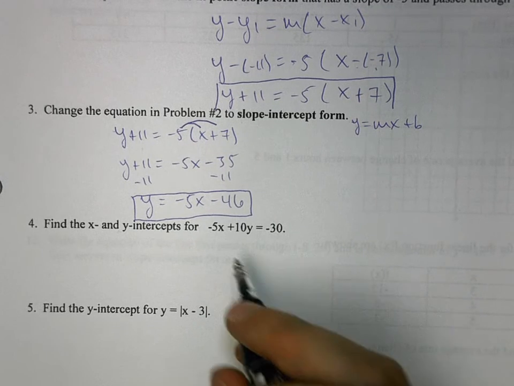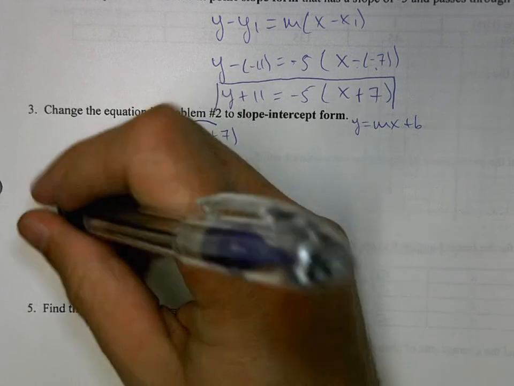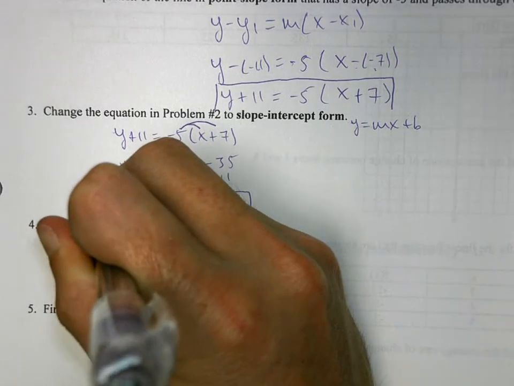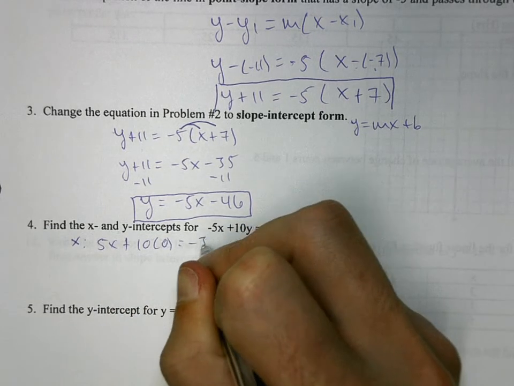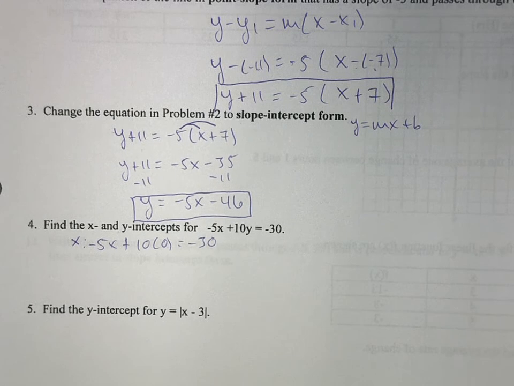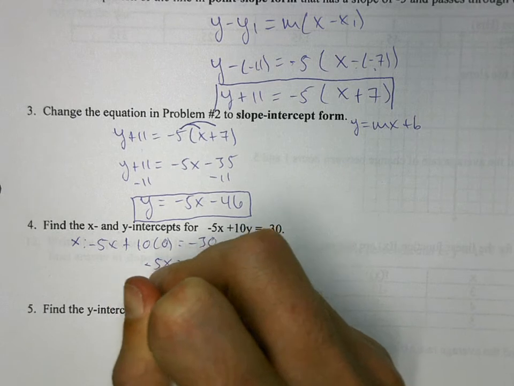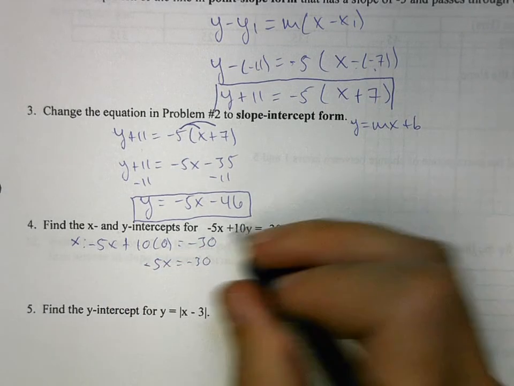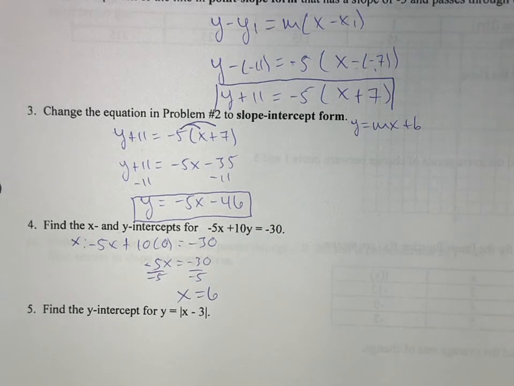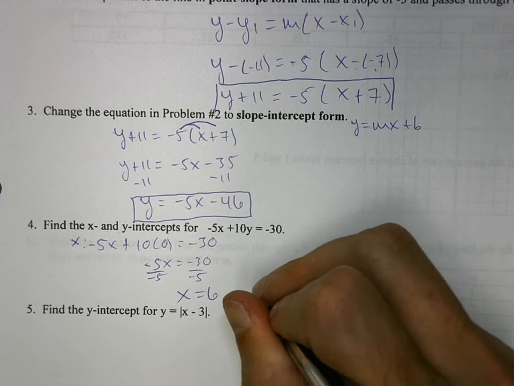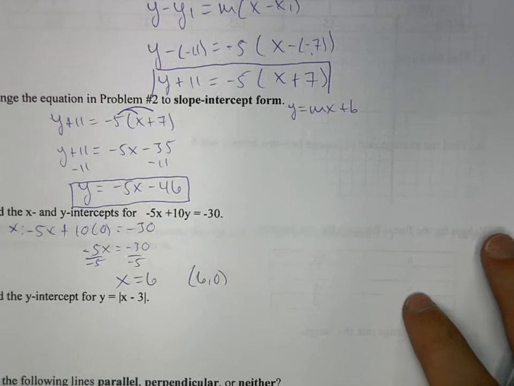To find the x and y intercepts, if you want to find the x-intercept, you plug 0 into y. So to find the x-intercept, it's negative 5x plus 10 times 0 equals negative 30. Sorry, that's a negative 5x. And anything times 0 is 0, so negative 5x equals negative 30. And divide both sides by negative 5 to get x equals positive 6. Therefore, your x-intercept is 6, 0. Remember, intercepts are points. They're not numerical answers.